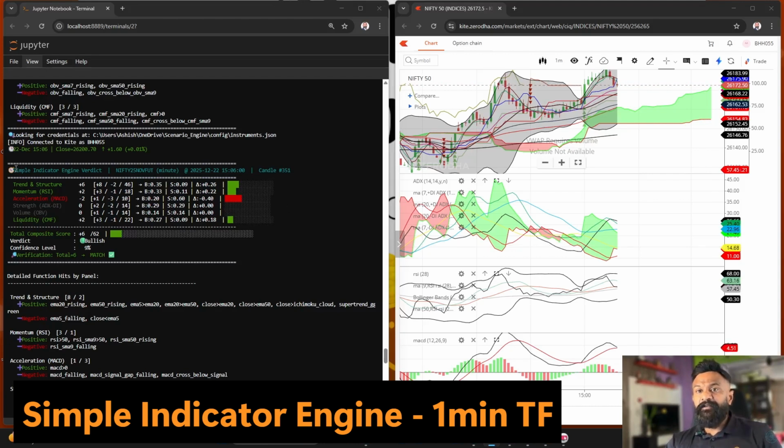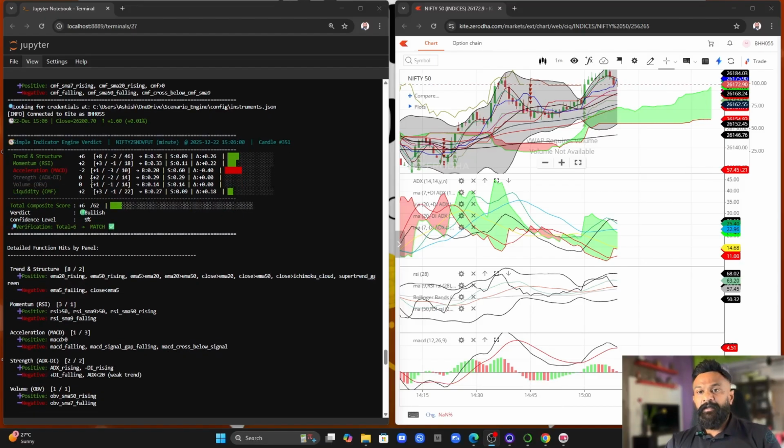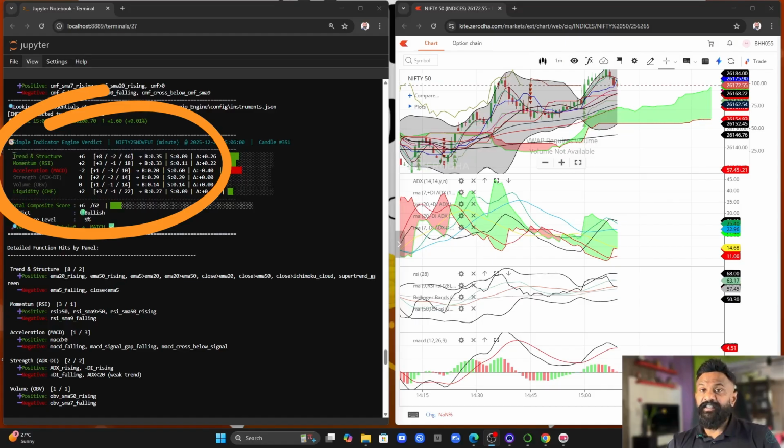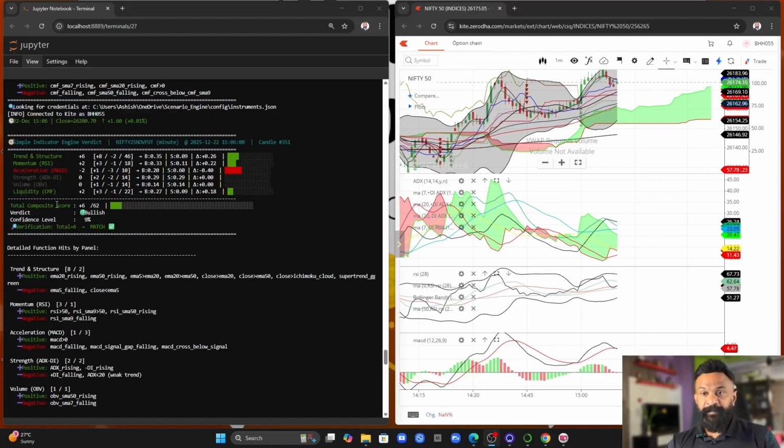So what you see on the screen is the simple indicator engine. Why do I call it simple? Because the logic I use is very simple. I'm using 62 possible conditions with multiple indicators. I have categorized indicators into trend, momentum, acceleration, strength, volume and liquidity. For every positive condition, I have +1, for every negative condition, I have -1. So it's a very simple arithmetic calculation.